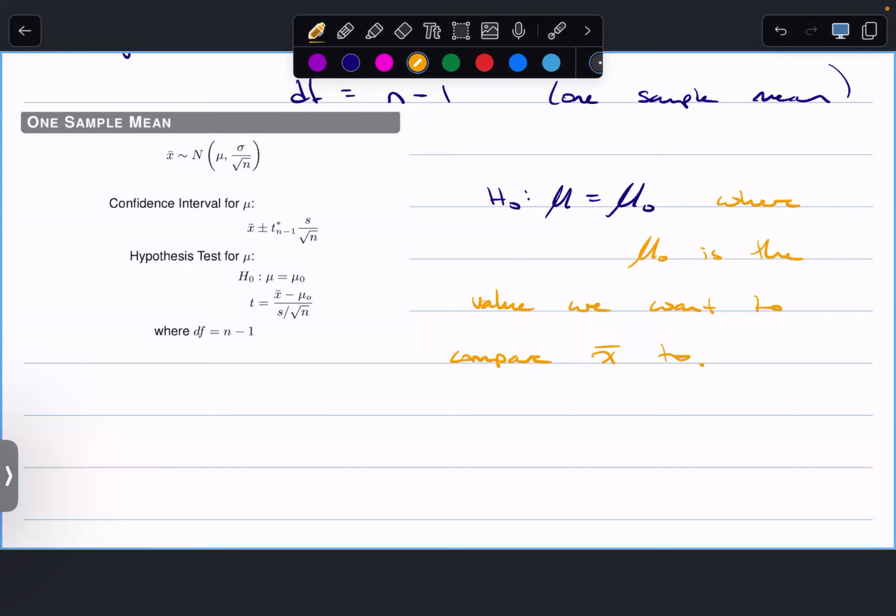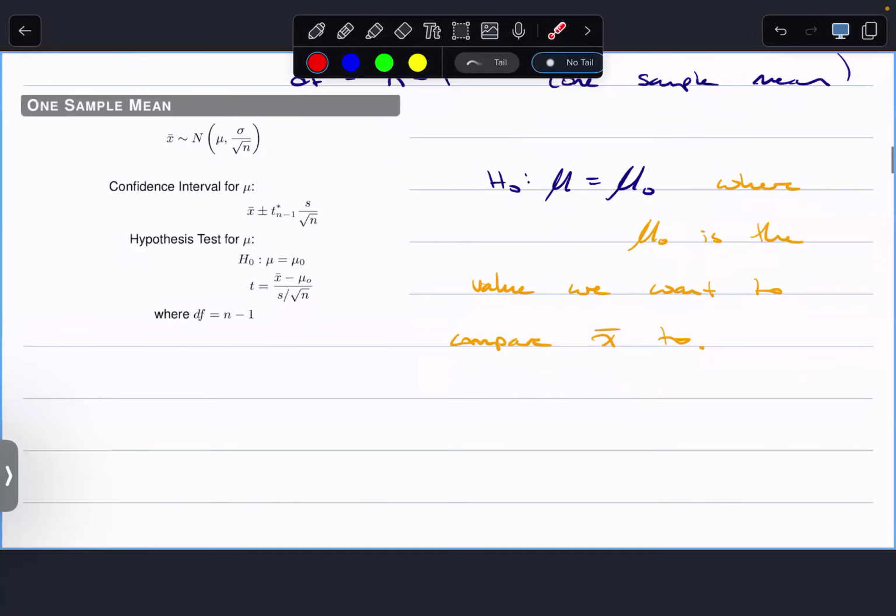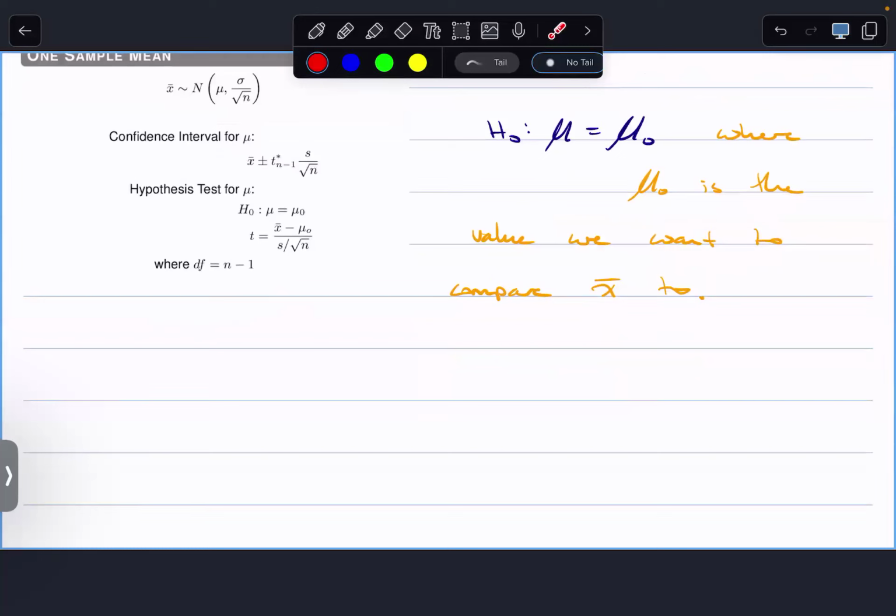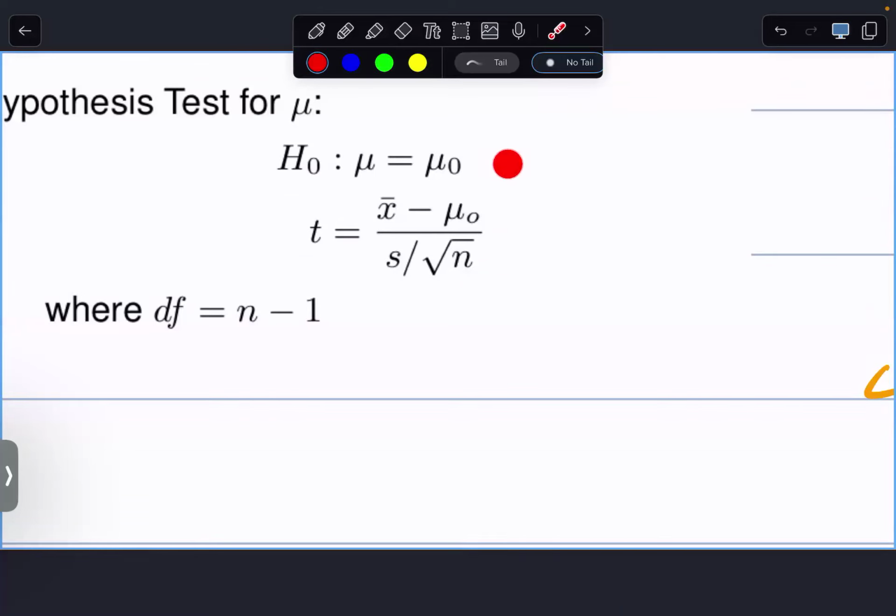And so that was good, but that's where we get this mu naught from, is from the question. Okay, then you calculate your test statistic. I'm not going to write the alternative hypothesis because the sign is the only thing that changes, and that depends on the question. Do you want to know if mu is less than mu naught, greater than mu naught, different from mu naught, right? And so I won't write that down, and that's also the setup here on your formula sheet, right?